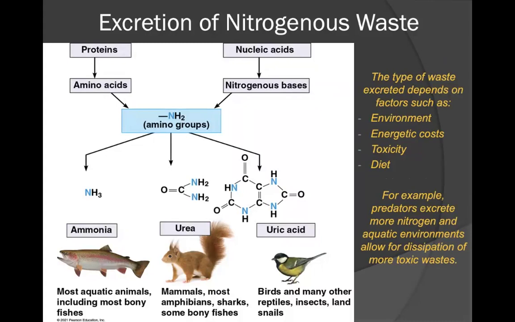Take a look at this diagram to understand how nucleic acids and proteins contribute to the formation of amino groups that then need to be excreted in the multiple waste forms. The type of waste excreted by an animal is highly dependent upon their environment, the energetic costs of producing the product, the toxicity of the product, as well as the diet of what is being consumed.